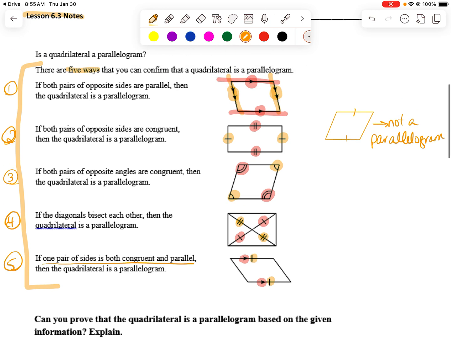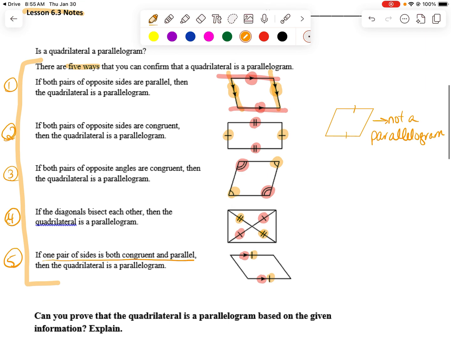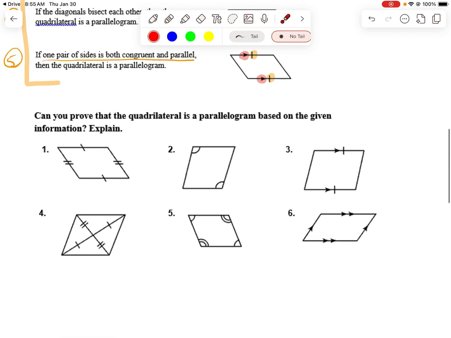Okay, so what we're going to do right now is we're going to look at different pictures and we're going to say, yes, it is a parallelogram, or no, it is not a parallelogram. Okay, on your homework, you're going to do the same thing. So if one of these 5 things happen, then I can say it's a parallelogram. Okay, so it says, can you prove that the quadrilateral is a parallelogram based on the given information?